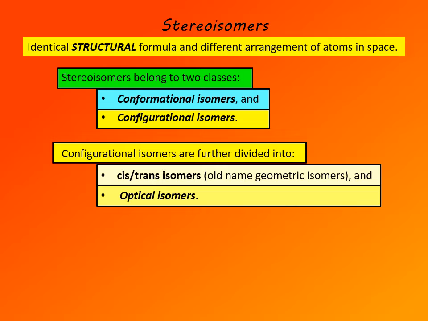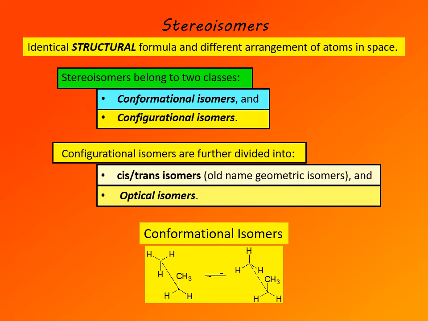Now, when it comes to stereoisomers, conformational isomers, or just conformers, can be interconverted into each other by bond rotation. And since they are readily interconverted into one another at room temperature, they cannot be separated and isolated. So if we have one conformer, it will very quickly convert into the other and will have an equilibrium mixture of individual conformations. So for that reason, usually conformers are not considered to be true isomers.